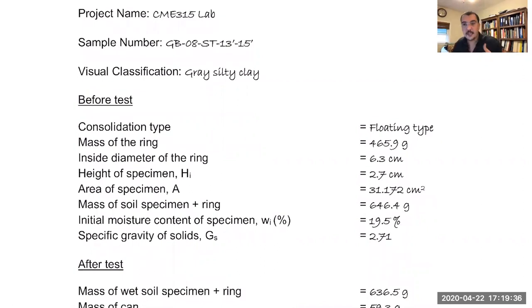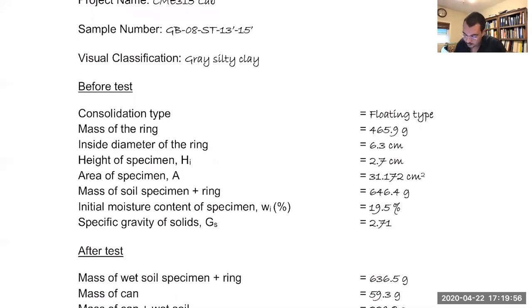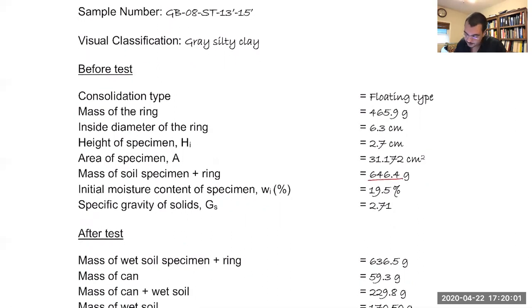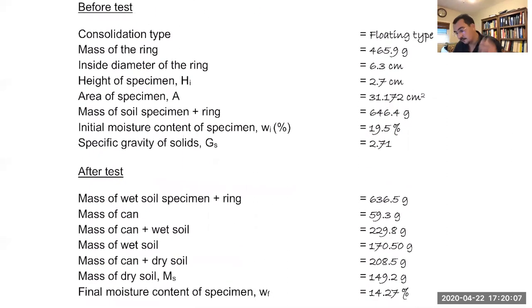So basically, these are the measurements that you will need at the beginning of the test. You have the mass of the ring, remember the ring that the soil was pressed into, the inside diameter, the height of the specimen, this will be used in your calculation, the area of the specimen, this is an easy calculation because you know the area and you know the height of the specimen, the mass of the specimen and the ring, and the initial water content.